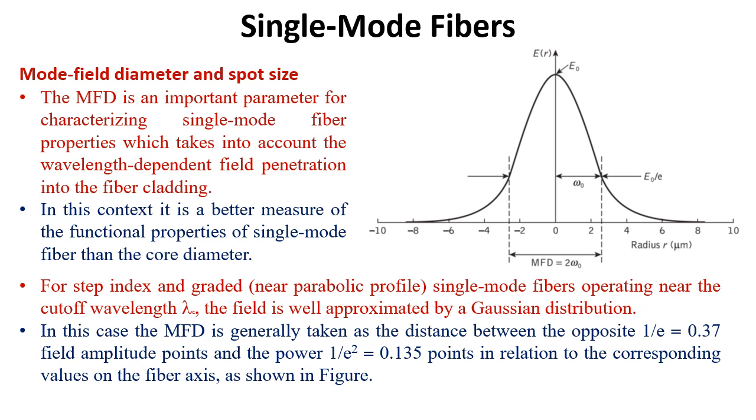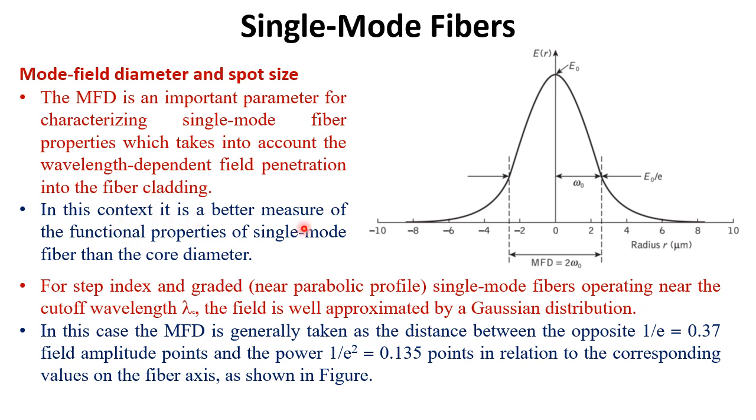Mode field diameter and spot size. So inside the fiber, we may have this type of electric field distribution. The mode field diameter is an important parameter for characterizing single mode fiber properties, which takes into account the wavelength dependent field penetration into the fiber cladding. That means it will give us the idea how much power is going through the cladding.